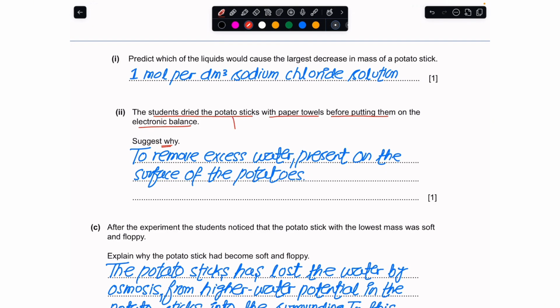So when you cut the potato sticks out of the original potato, some amount of water is always available on their surface. So we need to remove this excess water present on their surface. Then, after we immerse them in the distilled water or the sodium chloride solution, we can get an accurate measure of how much there has been an increase or a decrease in the mass of the potato sticks.